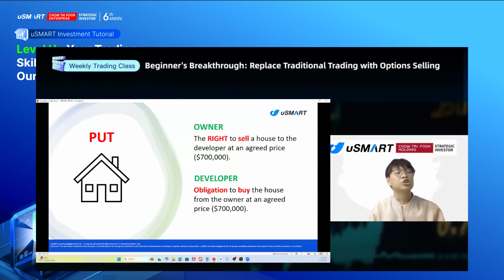So I, as the property owner, have the right to sell a house to the developer at the agreed price. And the developer has the obligation to just buy the house from me at the agreed price when I want to exercise. So in this case, if the property value goes up in the future, I don't need to exercise it and sell it at 700,000.